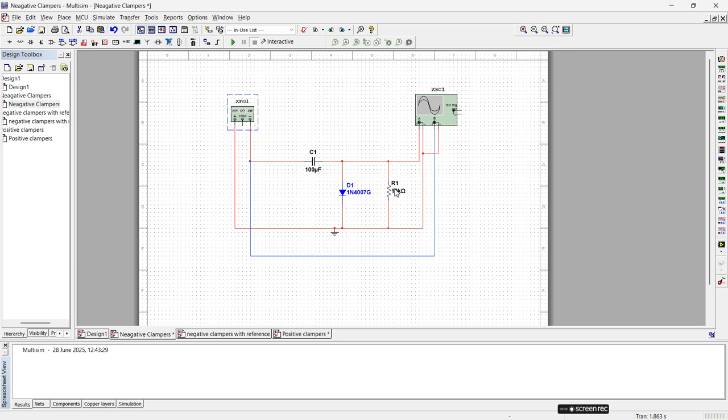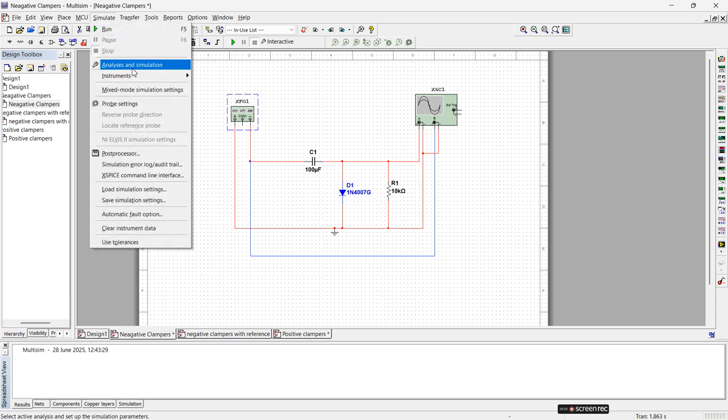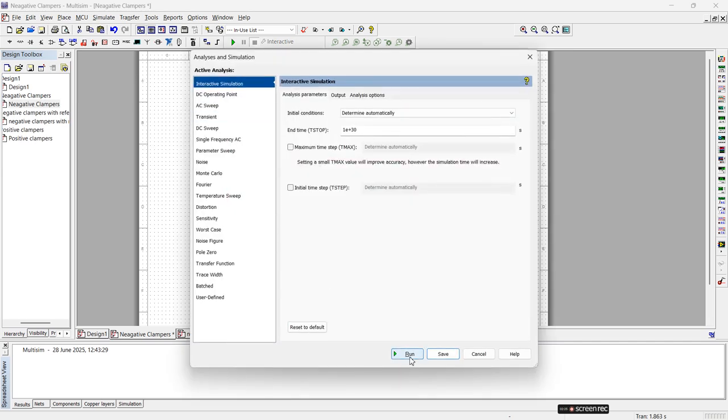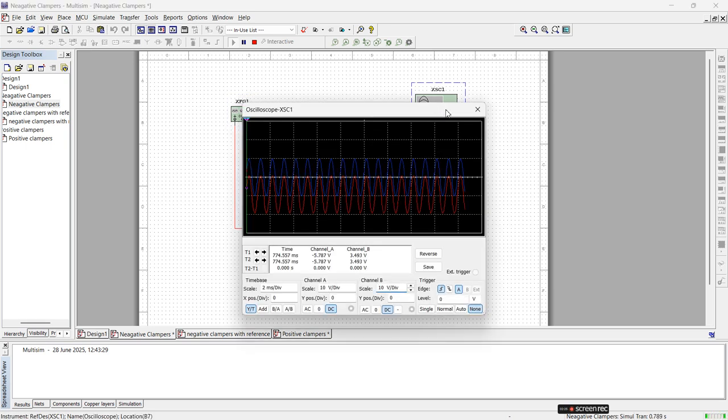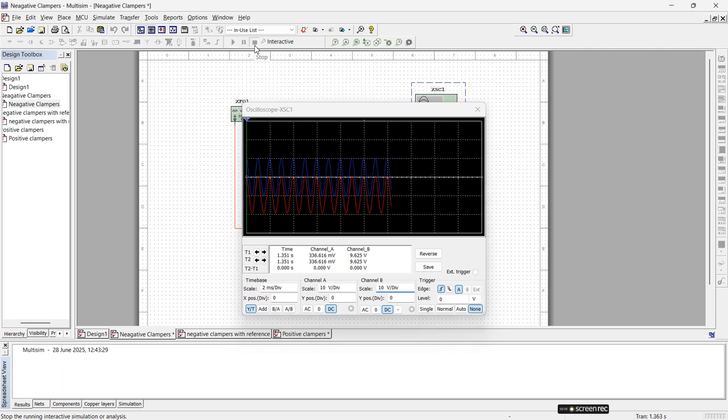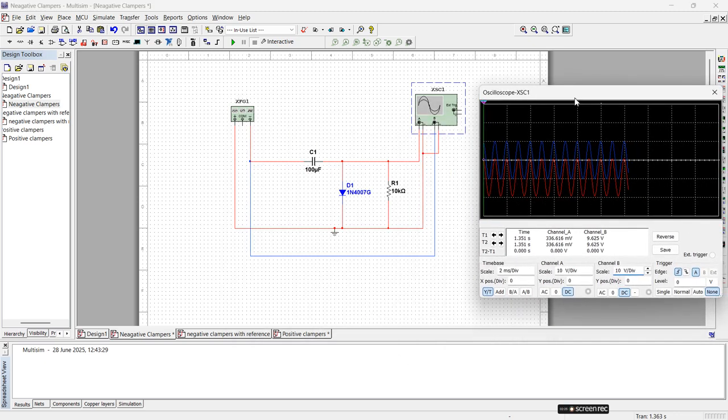So after construction, the next step is simulation. Go to simulate, select analysis and simulation, and just run it. Okay. So run this, observe the waveform. These circuits are just to observe the waveforms. You don't need to measure the voltage, current, etc. So stop this run option. Observe this. Blue color indicates the input signal, and red color indicates the output. The output is shifted to the downside, negative clamper.